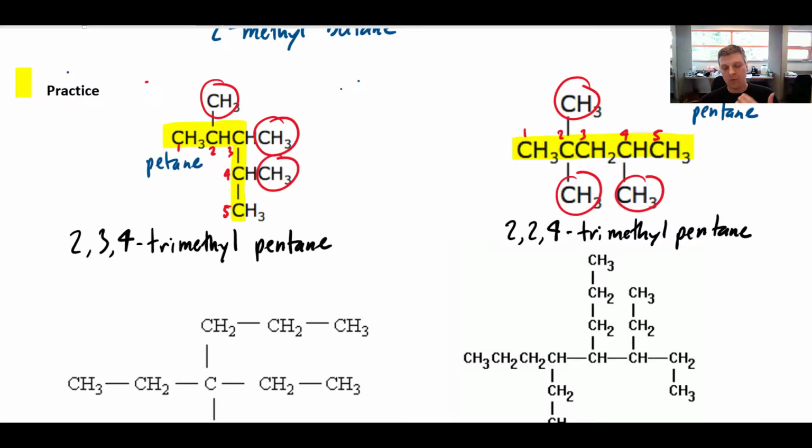Now, the point to recognize here is those two look fairly similar. In fact, they're made of the exact same number of carbons, the exact same number of hydrogens, but by changing the location of one of the methyl groups, I've created an entirely new compound. So this would have different properties. It might have different boiling points and melting points. It might react differently. And even though it's made of the same number of carbons and hydrogens, they're going to give us completely different compounds.